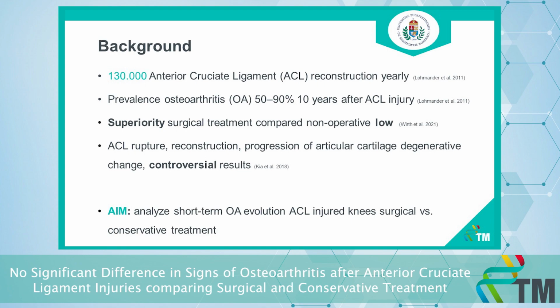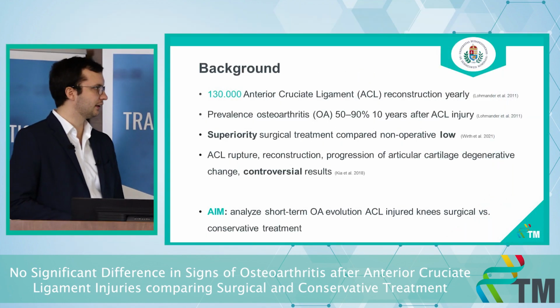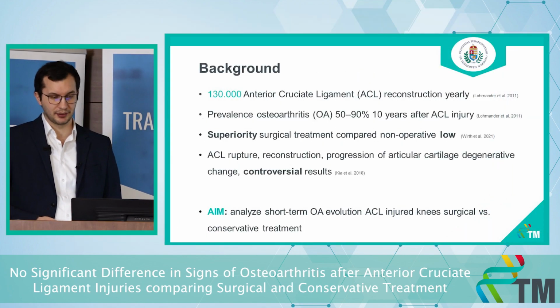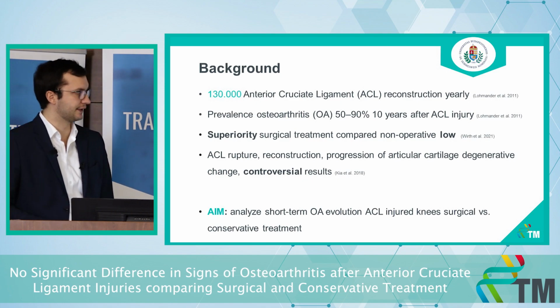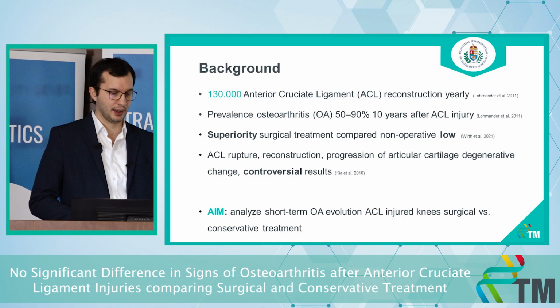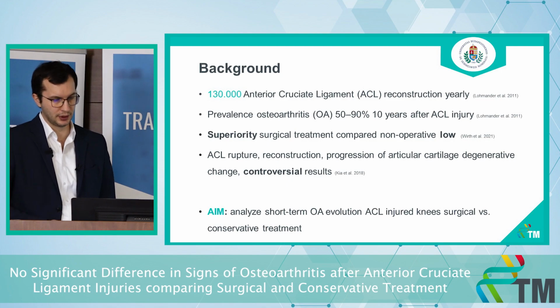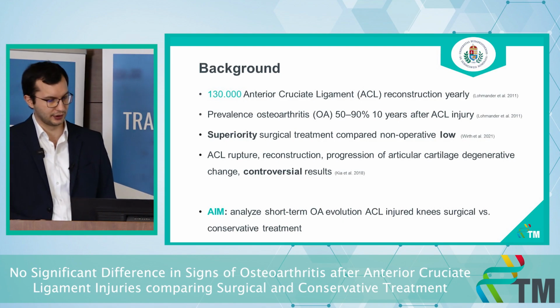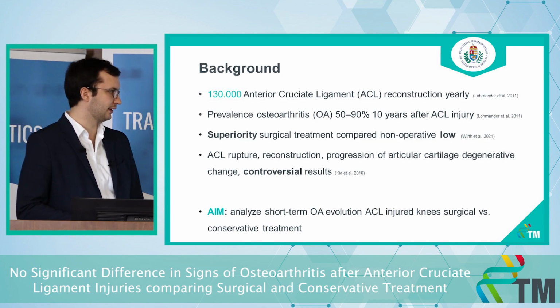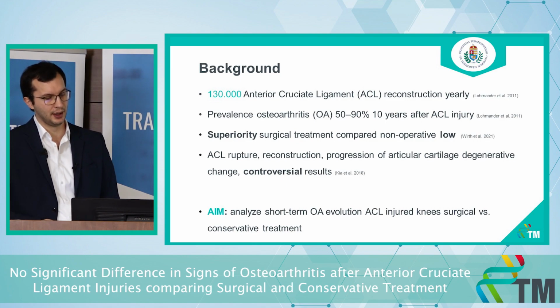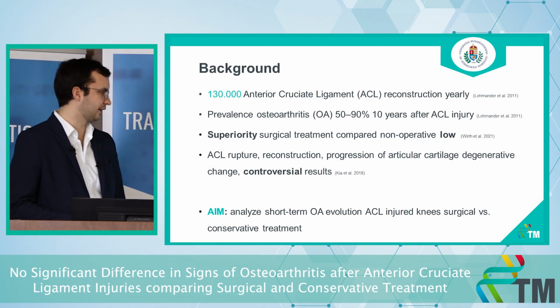ACL injuries are one of the most common sporting injuries, which mainly affects young and healthy populations. Almost 130,000 ACL reconstructions are made yearly in the US. And the prevalence of osteoarthritis in recent studies at 10 years is 50 to 90%. Although the superiority of surgical treatment compared to non-operative is low, and also the progression of articular cartilage degenerative change has controversial results.